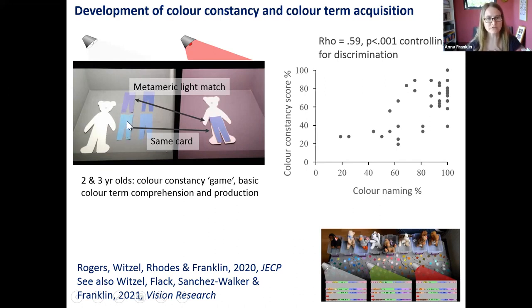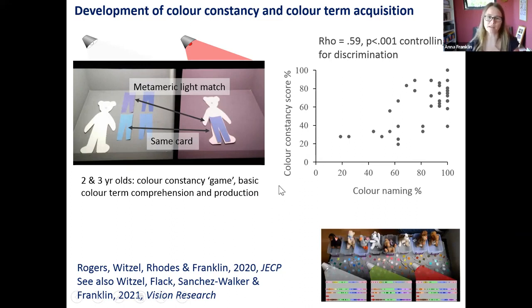And so they have 4 options. So one is cut from the same card. So that's actually this one here. And that would be the colour constant choice. So the chip here isn't colour constant, so it looks different, but actually because of the illuminant, these 2 are cut from the same card. And then there's also a metameric light match. So these are ones that have been printed to measure with a colorimeter identically under the 2 illuminants. So that would be your not colour constant choice, and then there's various distractors in between.